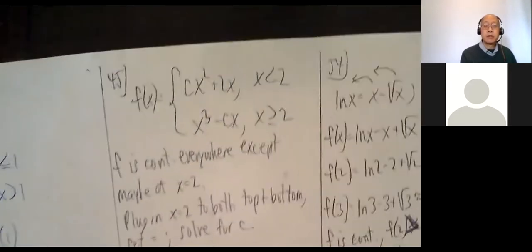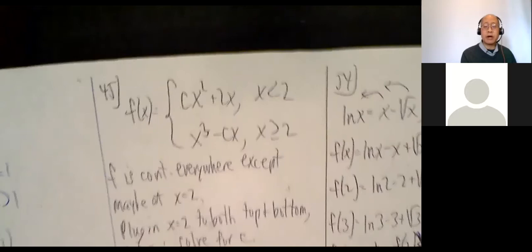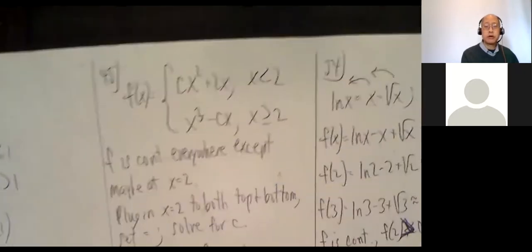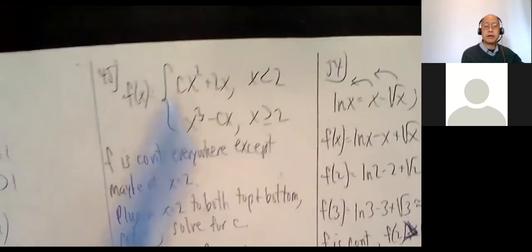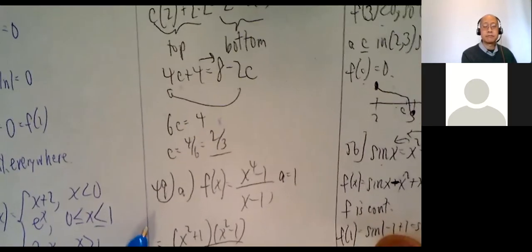One more time. For this, you want it to be continuous everywhere. So just plug in 2 for x and then solve for c. Put a 2 in each place, and set the top equal to the bottom.